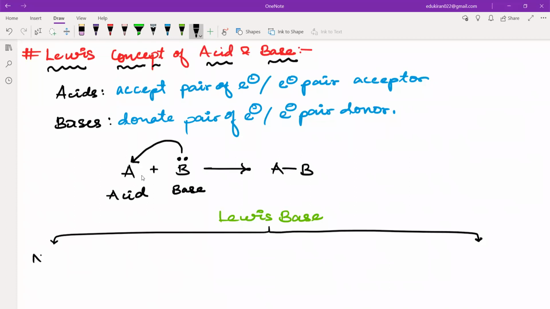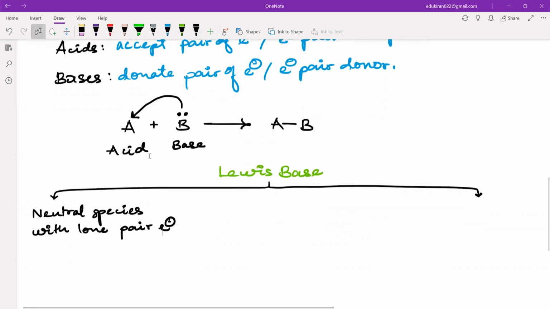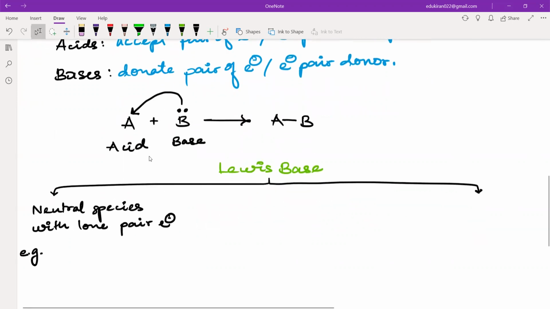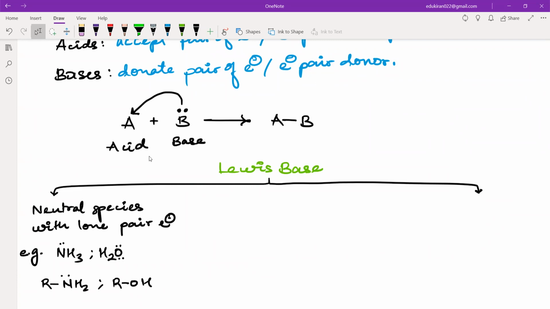You can say that neutral species with a lone pair of electrons are Lewis bases. For example, there can be many examples. NH3 has a lone pair. H2O has a lone pair. Then RNH2 will have a lone pair. ROH will have a lone pair. So all of these are neutral species with a lone pair. These are Lewis bases.